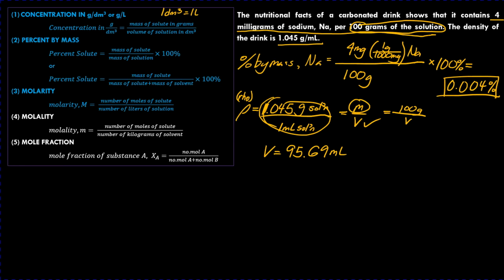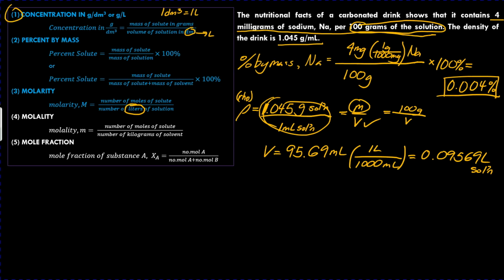We want to express this in liters because here our denominator is liters. 1 cubic decimeter is equal to 1 liter, and also here this should be in liters. So let's convert this ml into liters, which is easy because in 1 ml there is 1/1,000 liters, and our answer is 0.09569 liters of the solution. So now we can obtain the number 1.